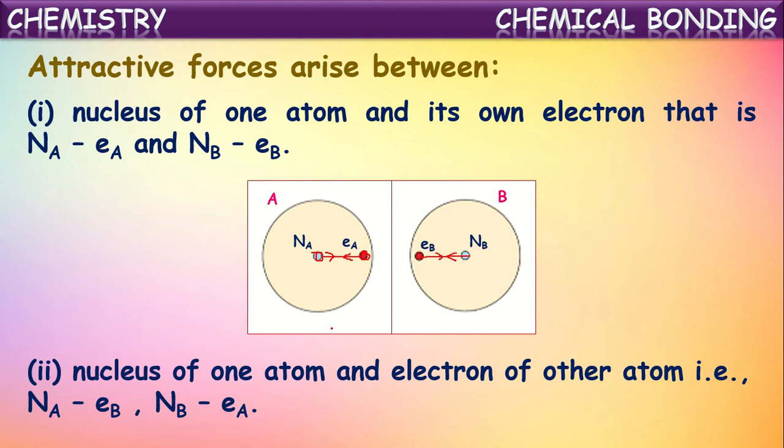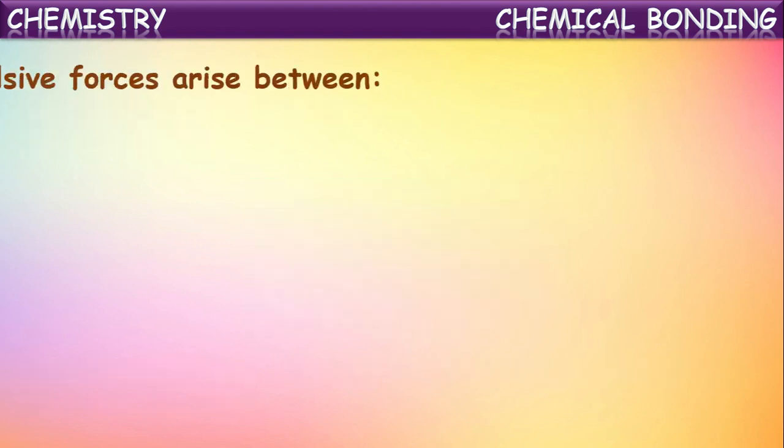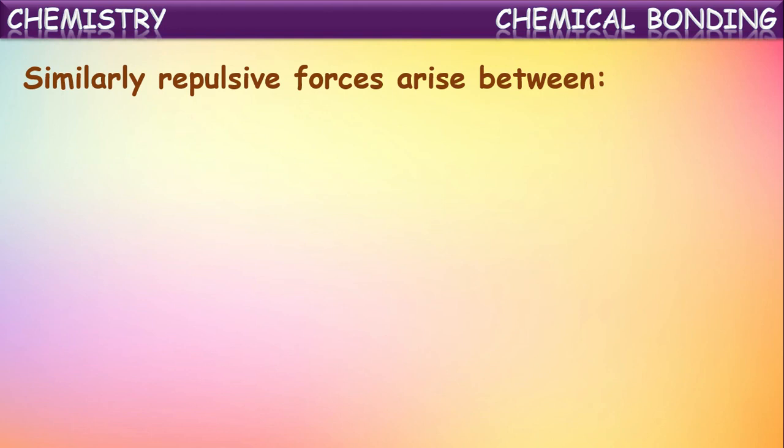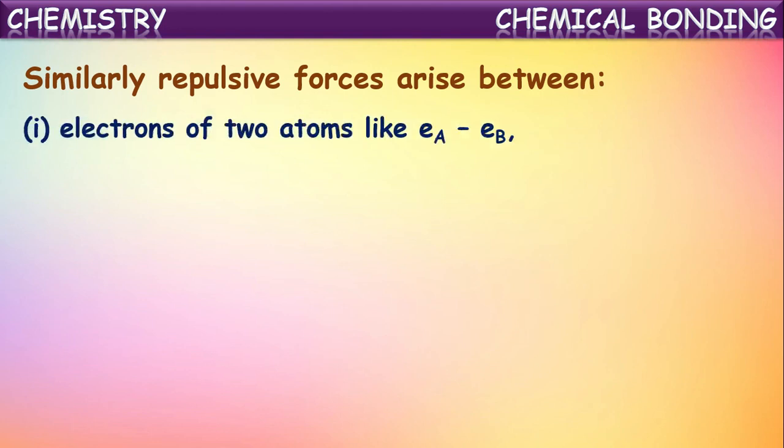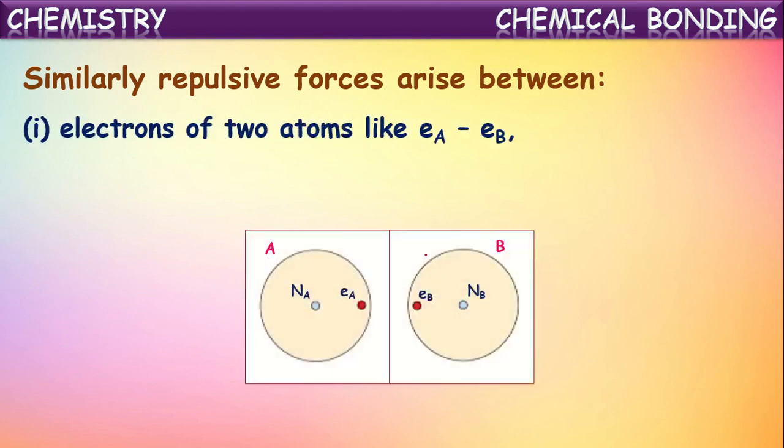At the same time, the nucleus of one atom and the electron of another atom also have attractive forces. Between the electron of the first atom and the nucleus of the second atom, because they are oppositely charged, certain attractive force starts when two hydrogen atoms approach each other.